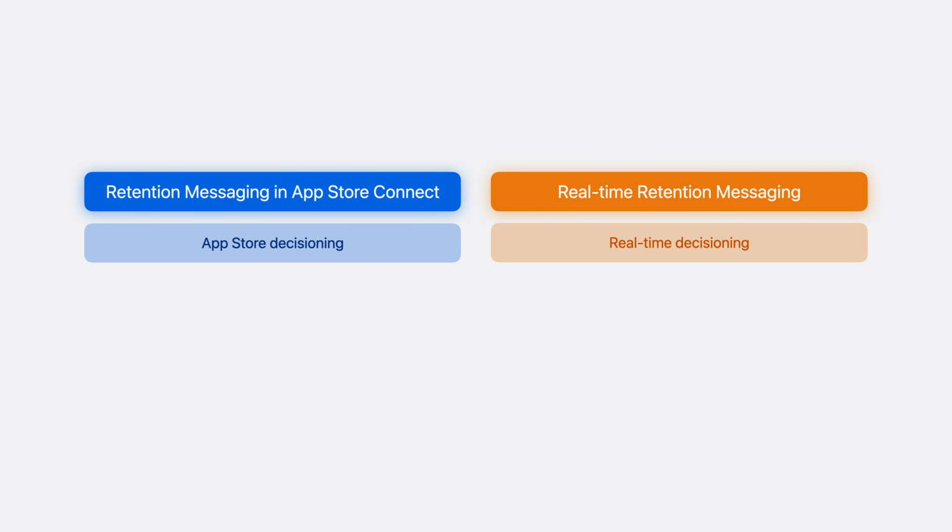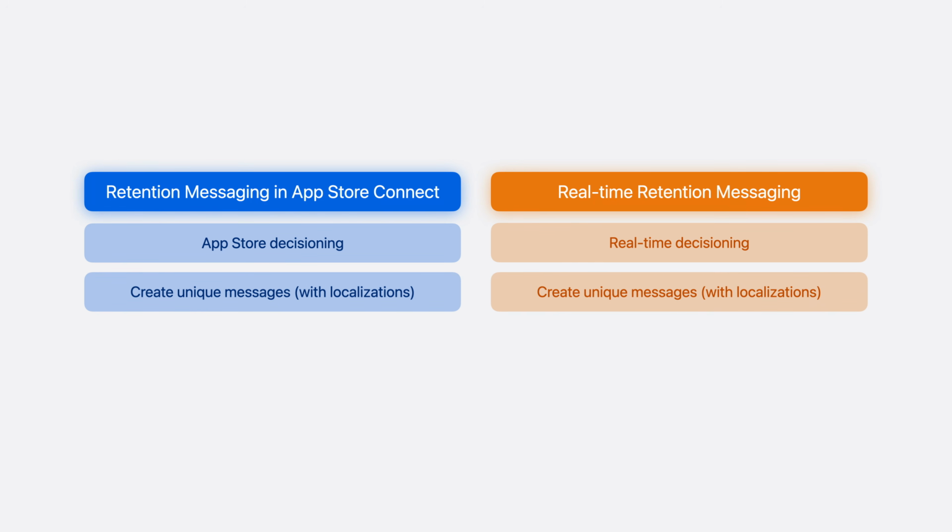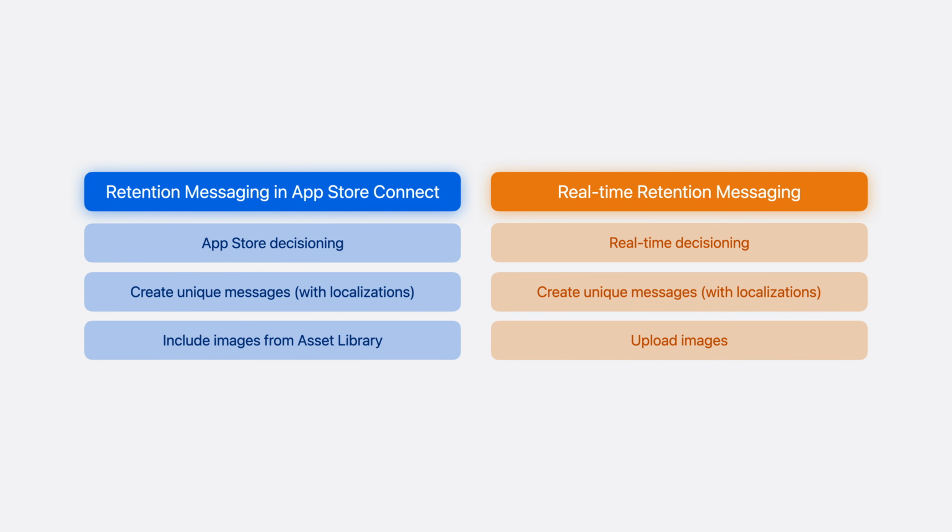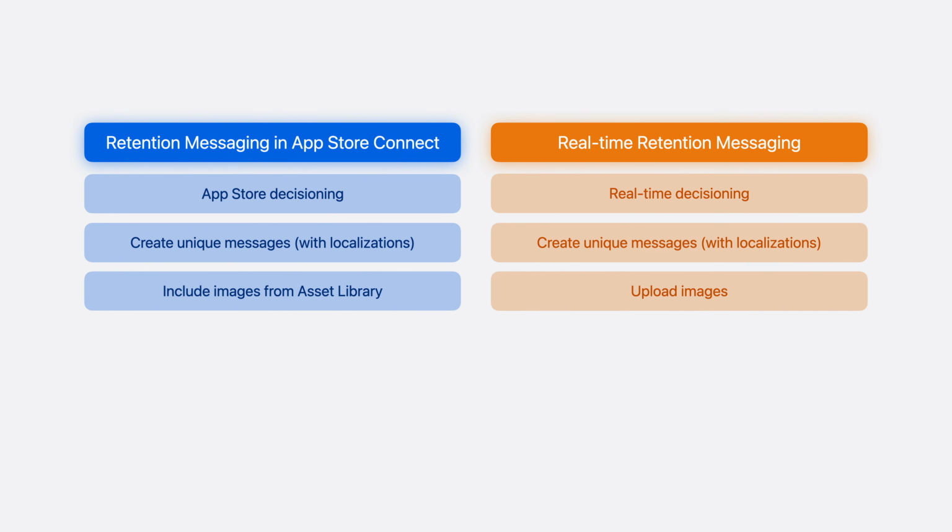Both retention messaging in App Store Connect and real-time retention messaging allow you to configure messages and images, though the mechanisms for doing that differ. With retention messaging in App Store Connect, this can be done through App Store Connect or the App Store Connect API. For real-time retention messaging, this must be done server to server through the retention messaging API.